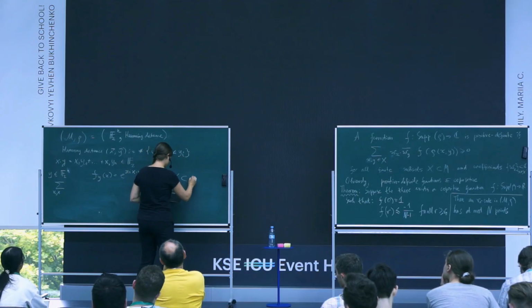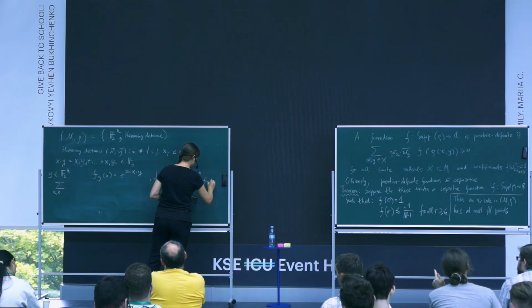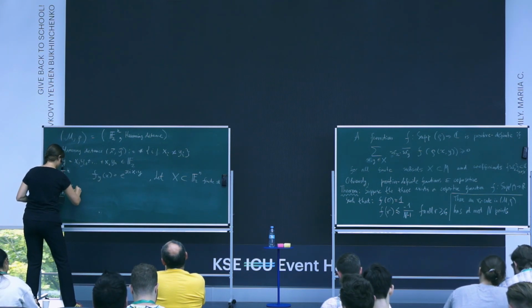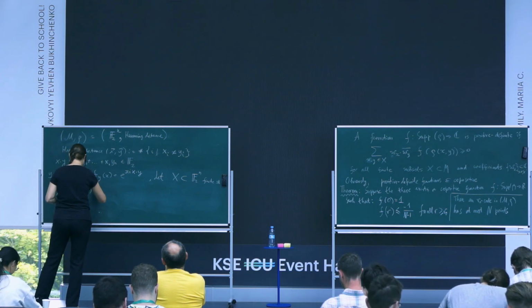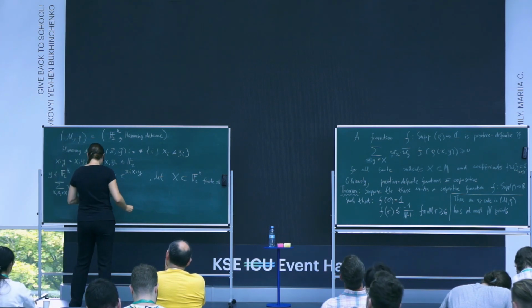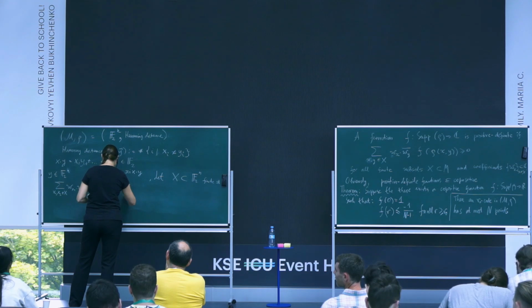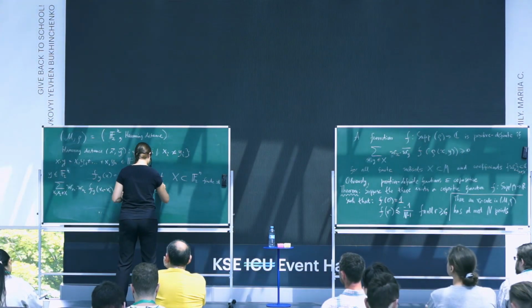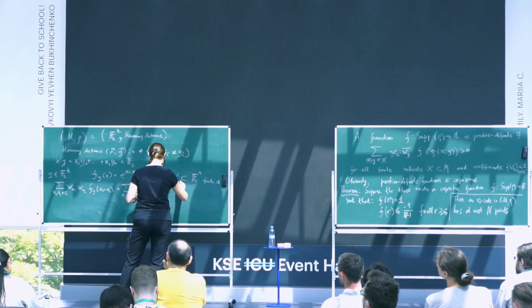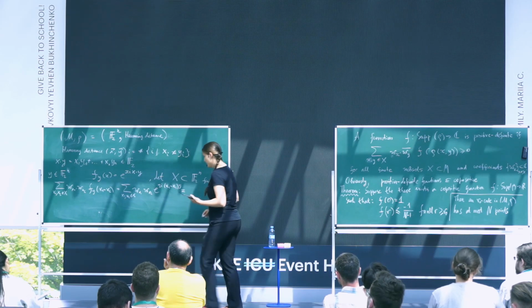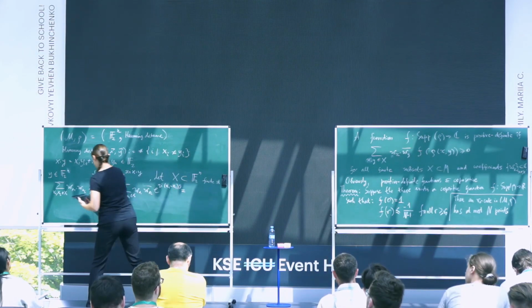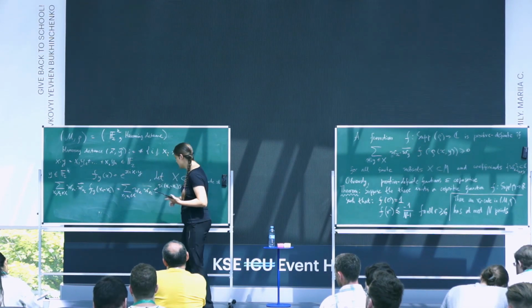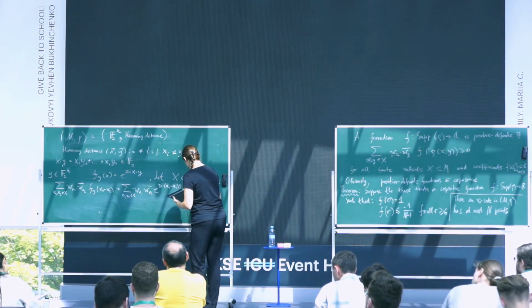So now let X be a finite set. Now an interesting thing happens: we can rewrite this double sum as an absolute value squared of a single sum.